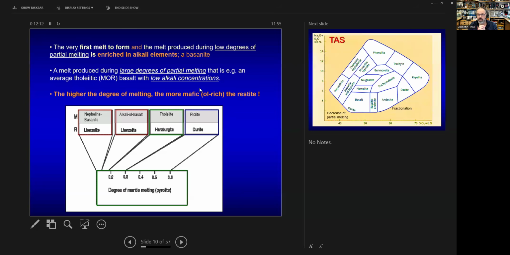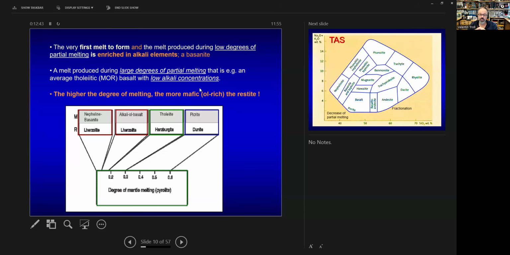So the higher the degree of melt, the more olivine rich is the residual rock. That's one thing, because we're taking out the other mineral components. But it also means that the higher the degree of melting, the less the influence of the alkali elements, because they get diluted. So the initial melt, very small degrees of melt, will have very high alkali content. They may even be nepheline basanites, very alkali rich. Nepheline is a sodium mineral.